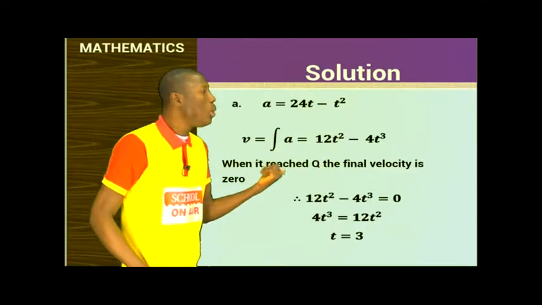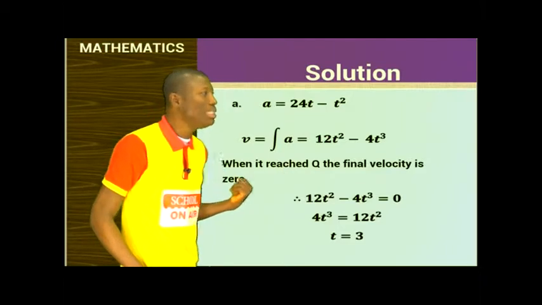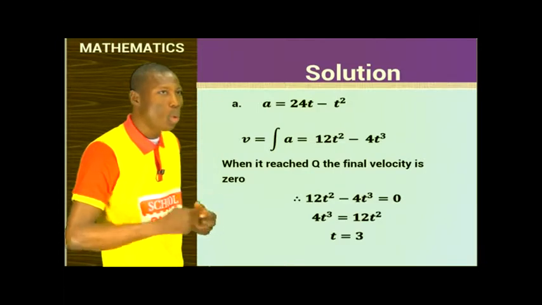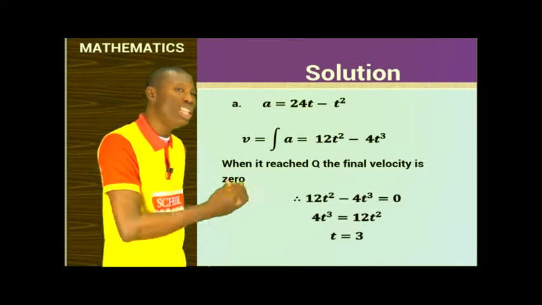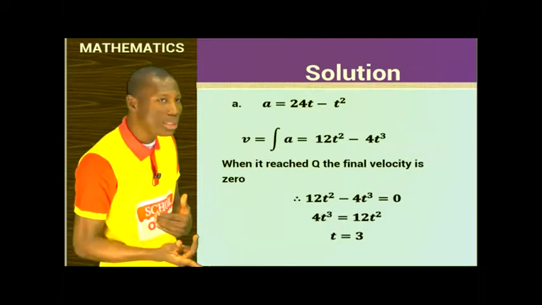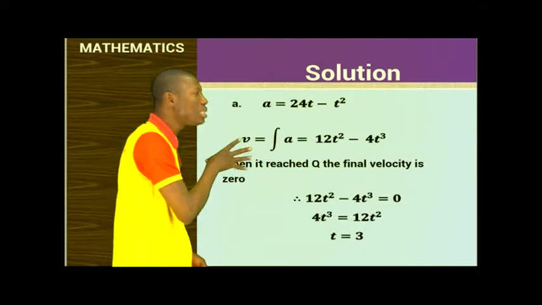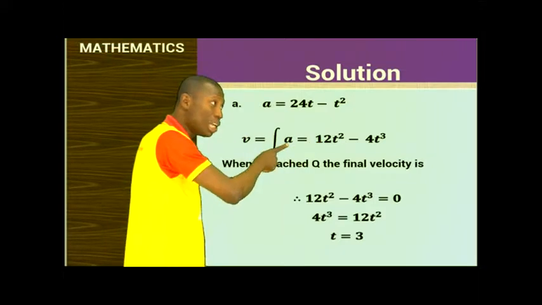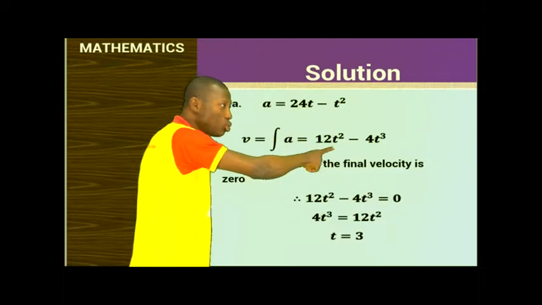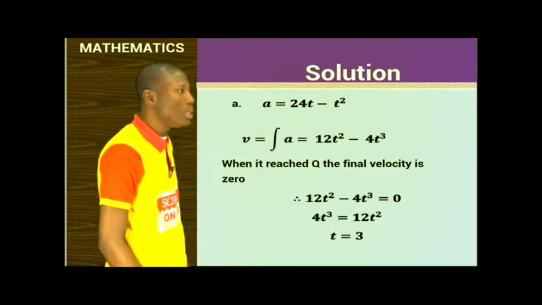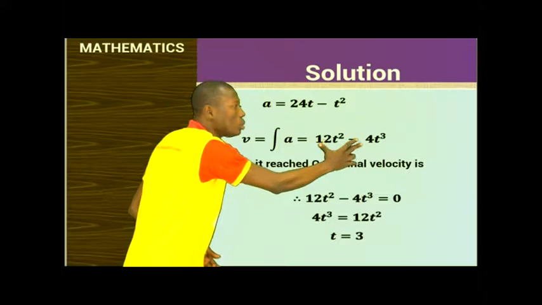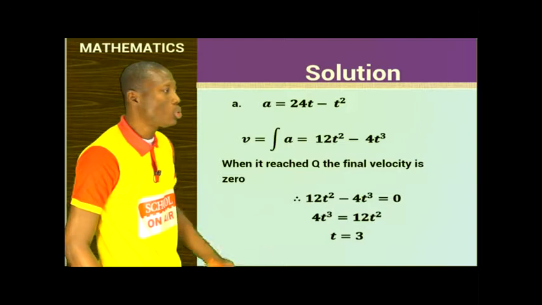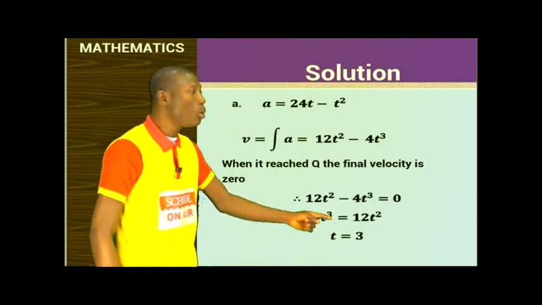Now when it reaches q, the final velocity is 0. I said that earlier on, that because the body started from rest, the initial velocity is 0, and when it comes to rest, the final velocity is equal to 0. Now our velocity is the integration of acceleration, 12t squared minus 4t raised to power 3. When velocity is equal to 0, it means that 12t squared minus 4t cubed is equal to 0.